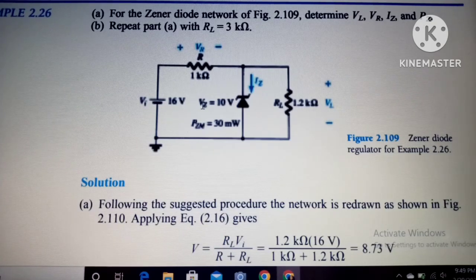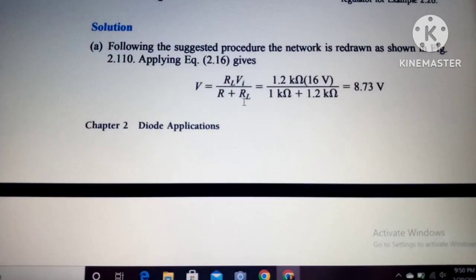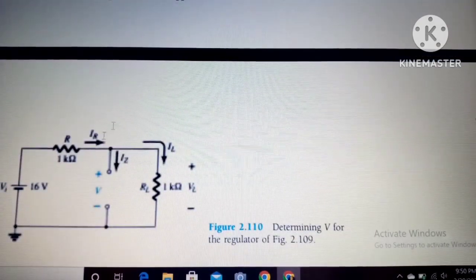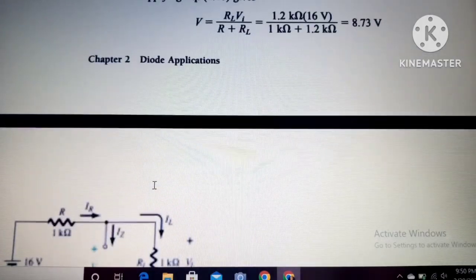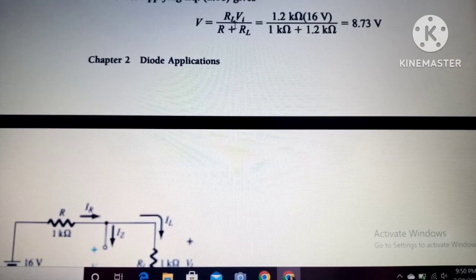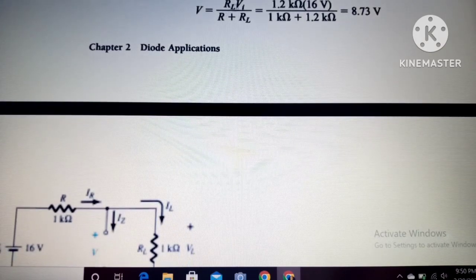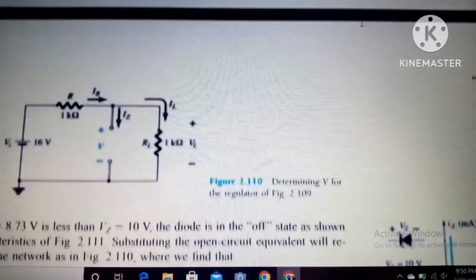So for the Zener diode, first we have to remove the Zener diode. We remove the Zener diode and the circuit becomes this. Now we have to find the voltage VL. We can find the voltage here by voltage divider. So here is the equation of the voltage divider, RL Vi divided by R plus RL, as we have to find the voltage here. So RL is in upside. So the equation becomes this, and our voltage is 8.73 volts.